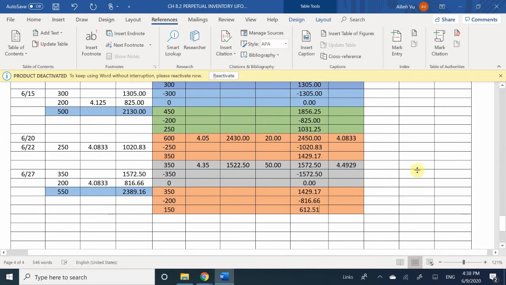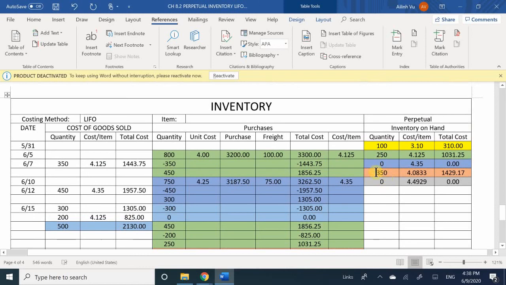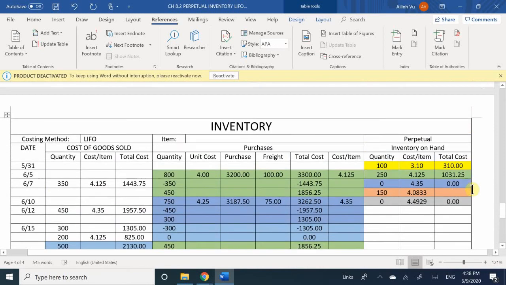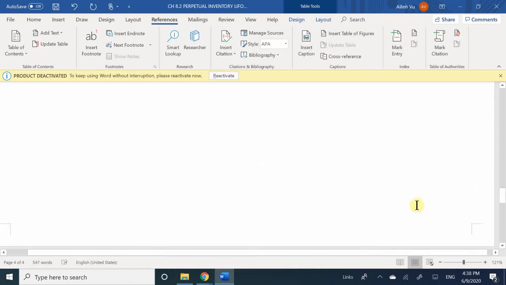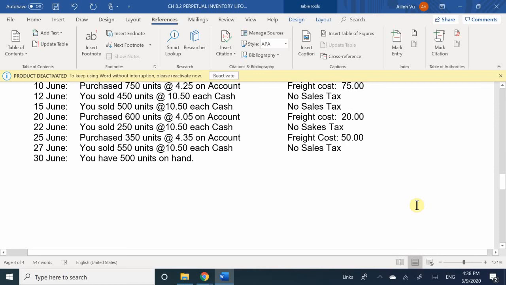All right, so 612.51 is correct. So now we can go ahead and adjust our entry up here. Do we have 350 items left from orange? No, we have 150. We no longer have 1429 anymore. We have 612.51. And if we were to sum this all up, what is 100 plus 250 plus 150? 500. And that's exactly how much our ending inventory is. So we did it correctly.